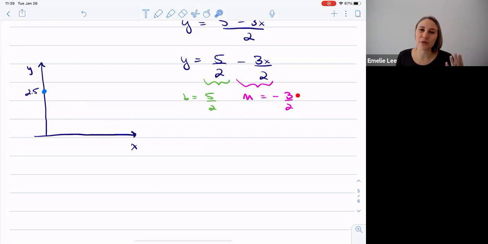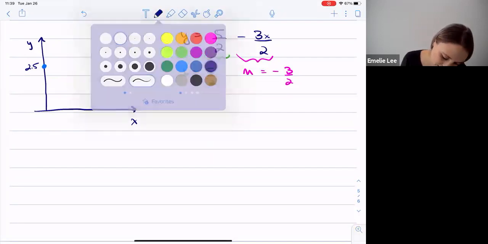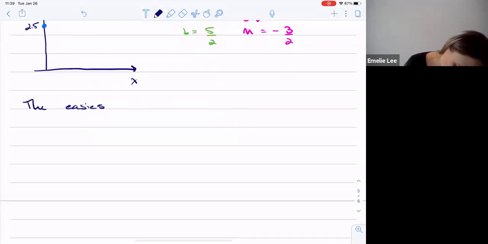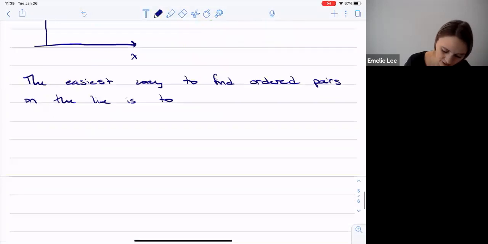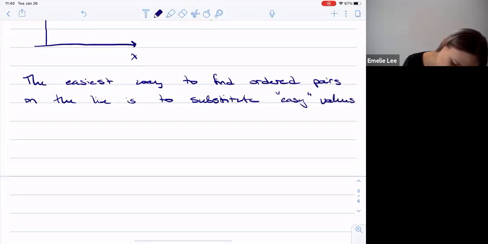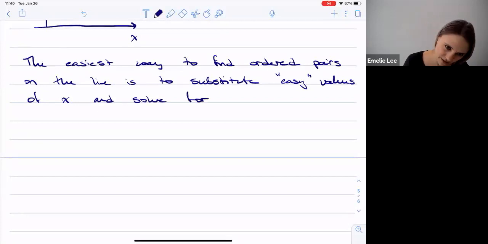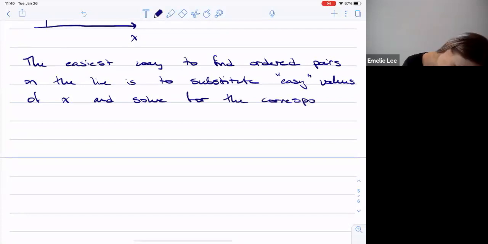Now, you can do your rise over run if you want to find your next point. But I would say the easiest way to find ordered pairs on this line is to just pick easy values of x, plug in the value of x, and see what you've solved for the y. So the easiest way to find ordered pairs on the line is to substitute easy values of x and solve for the corresponding y.